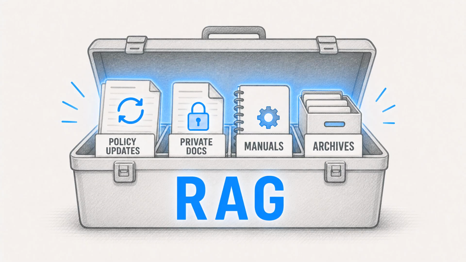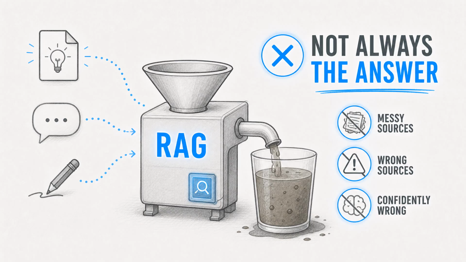RAG is especially useful when answers depend on changing information, private knowledge, detailed manuals, or large collections that would be too expensive or impractical to put directly into a model through training. RAG is not the answer to every problem. If the task is creative writing, broad brainstorming, or simple conversation, retrieval may add little value. If the source documents are messy or wrong, retrieval can make the answer confidently wrong.